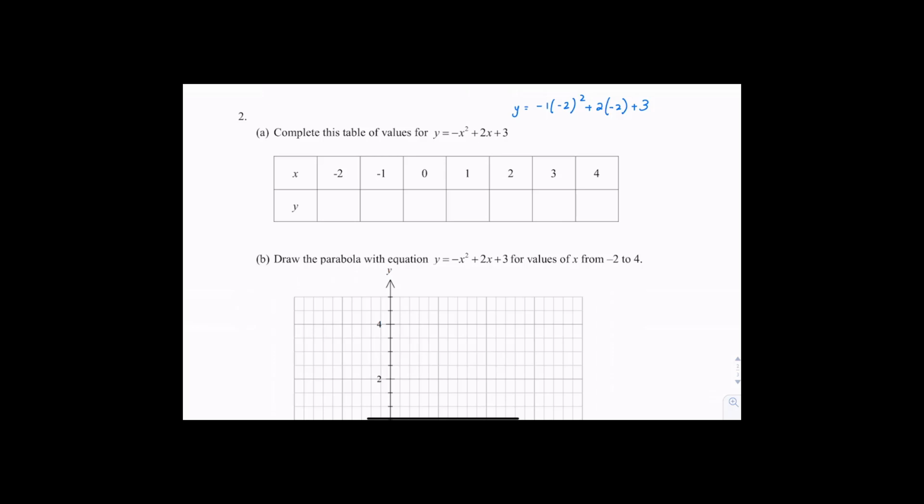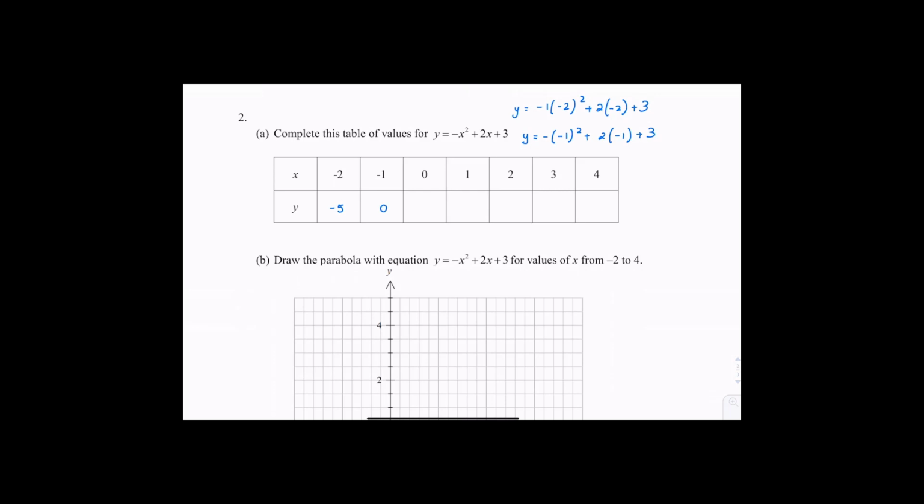And so now you can put that in your calculator, and your calculator will give you the answer of negative 5. And then we're going to do the same for the other points. So I'll do one more. For when x equals negative 1, y equals negative, x has a value of negative 1 squared, plus 2 lots of negative 1 plus 3. And you pop that in your calculator and you get 0.